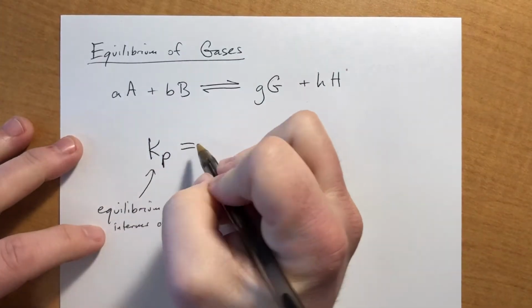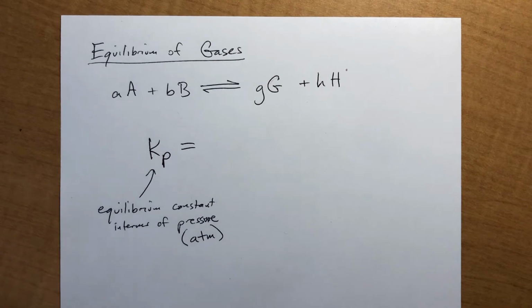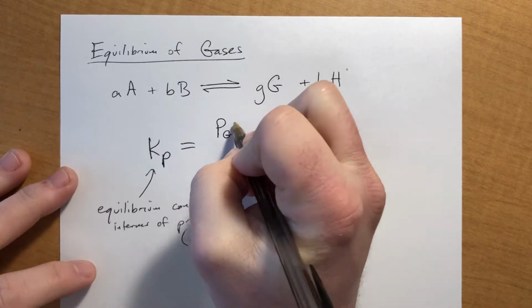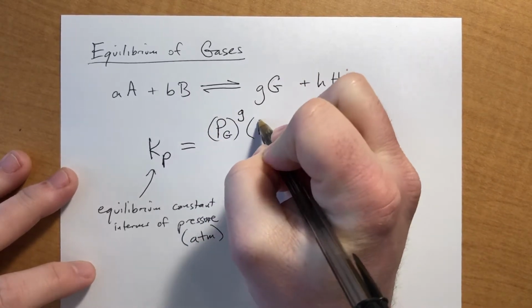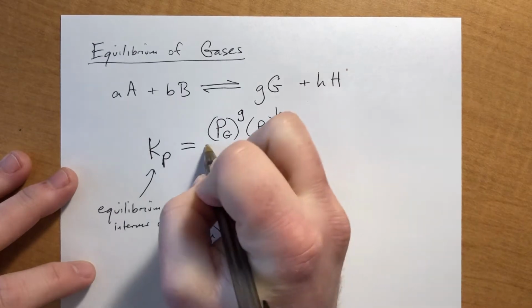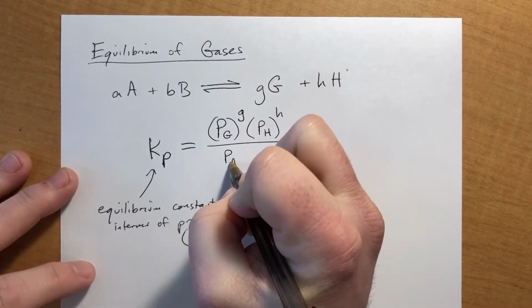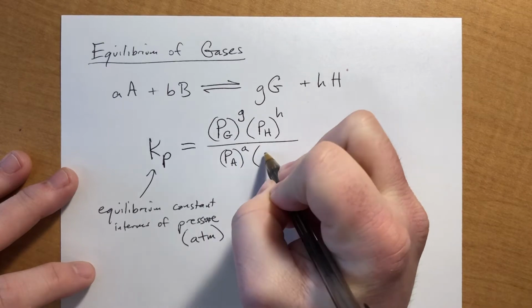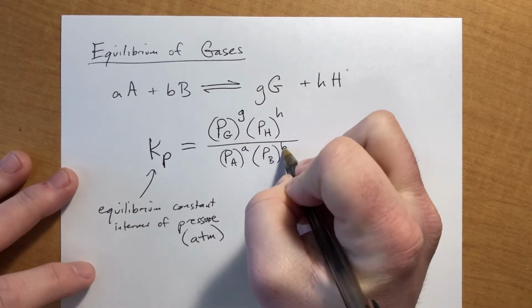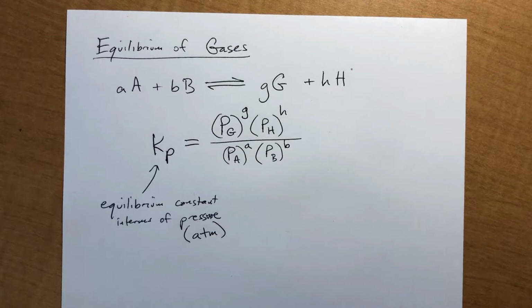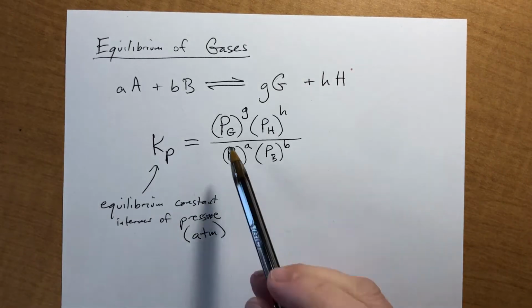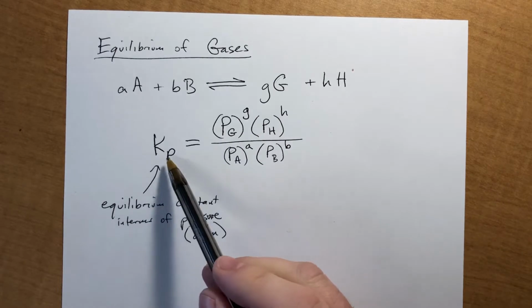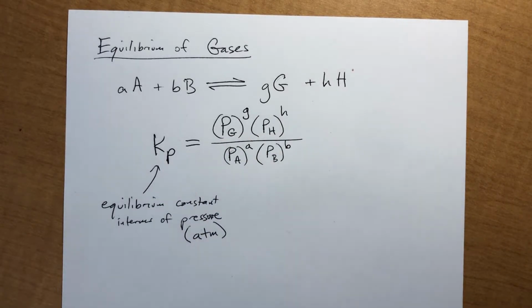It's literally the exact same thing. It is products over reactants raised to the coefficients. But now it's the pressure of compound G raised to the g times the pressure of compound H raised to the h, divided by the pressure of compound A raised to the a times the pressure of compound B raised to the b. It should feel fairly similar. If these were concentrations, this would be Kc. They're pressures, so it's Kp. So far, not a big deal.